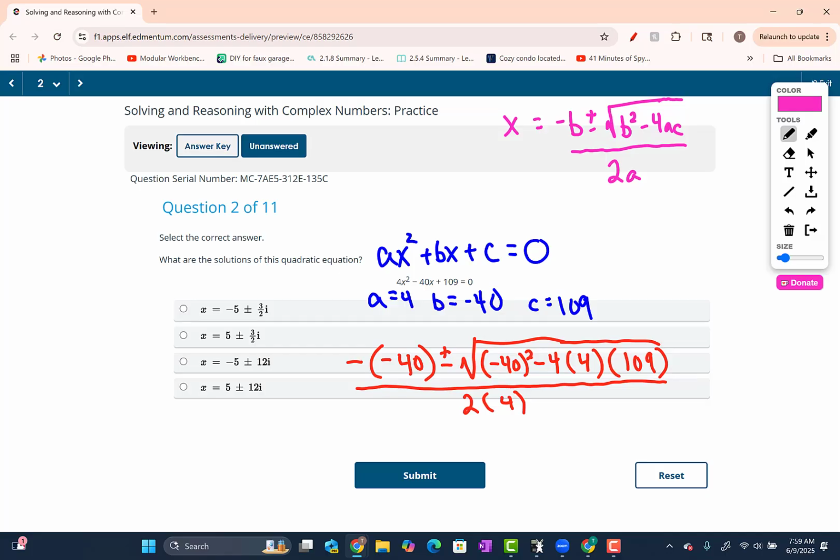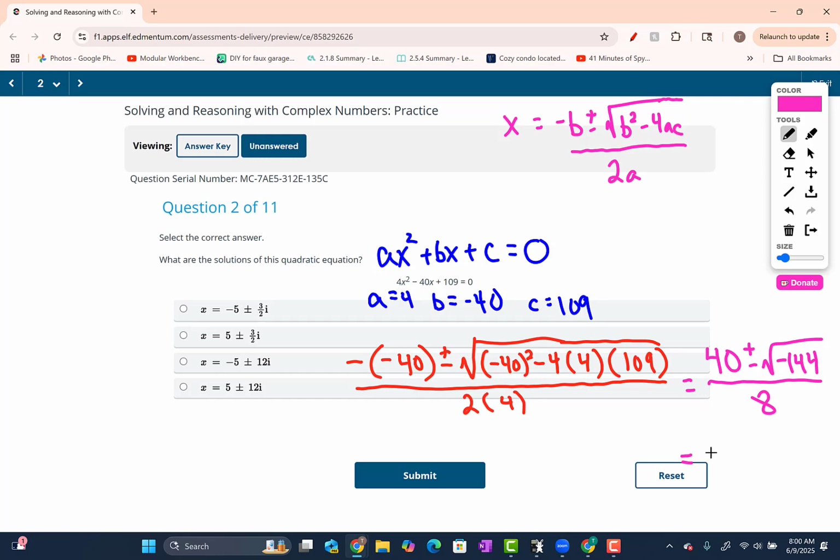So I'm going to rewrite this problem as positive 40. And why did I put positive 40? Well, because I've got a negative sign here and a negative sign here, and a negative negative becomes a positive. So it's a positive 40 plus or minus the square root of negative 144, all divided by 8. Of course, 2 times 4 is just 8.